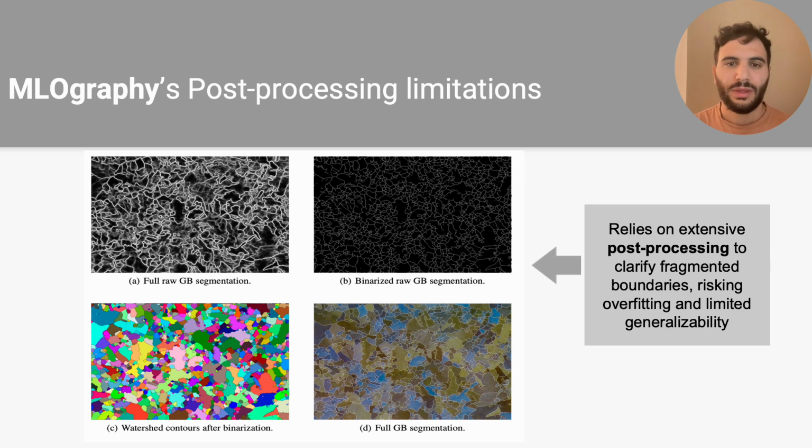As shown here, the result required extensive post-processing, including binarization and watershed contouring, to produce complete boundary maps. This dependency increased the risk of overfitting and limited the model's ability to generalize to new textures.